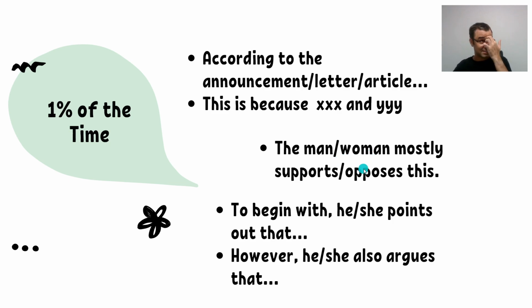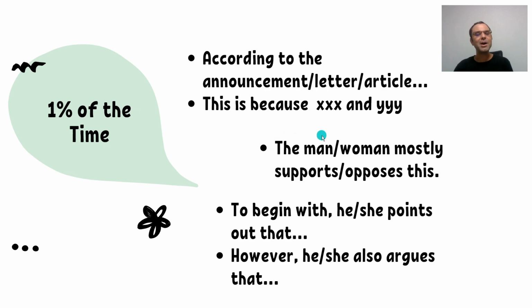But the way it works is, first they say why they support the change or why they oppose the change. And you're going to say, to begin with, he points out that. But then in the next reason, the man or the woman will say why they support the other point of view, right? Why they would support the opposite of their own opinion. And so you're going to say, however, he also argues, or however, she also argues. So you can see the change is very slight, and it only happens like maybe 1% of the time.